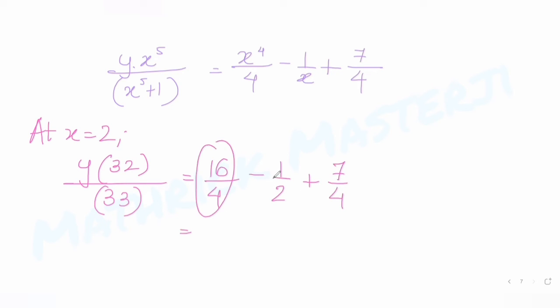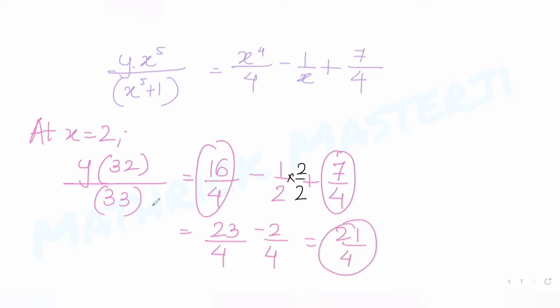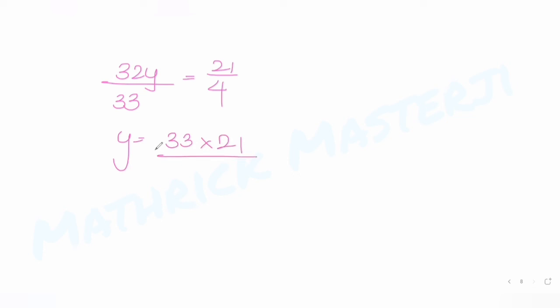If I solve this, 16 over 4 plus 7 over 4 is 23 over 4. And if I change the denominator of the second part also to become 4, I'll multiply by 2. That gives me minus 2 over 4, and that gives you 21 over 4. So you have your entire equation as 32y divided by 33 is equal to 21 divided by 4. So y becomes 33 into 21 divided by 32 into 4. 32 into 4 is 128.